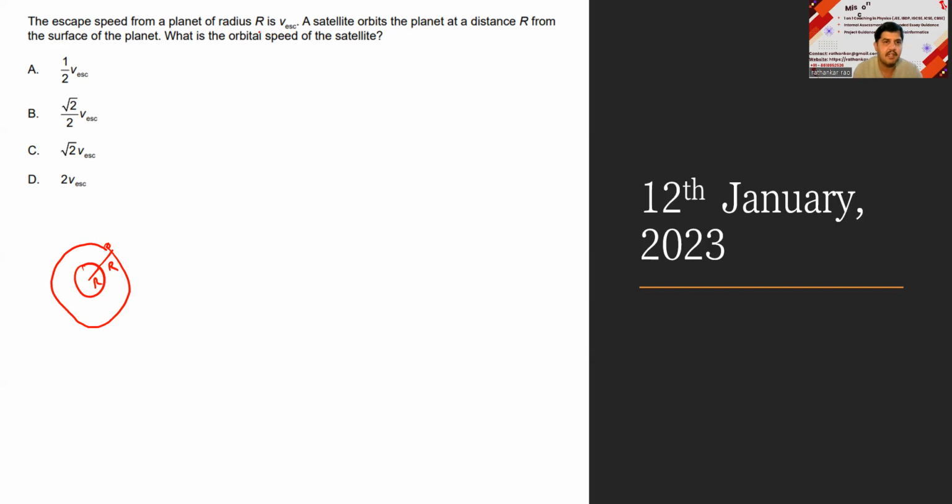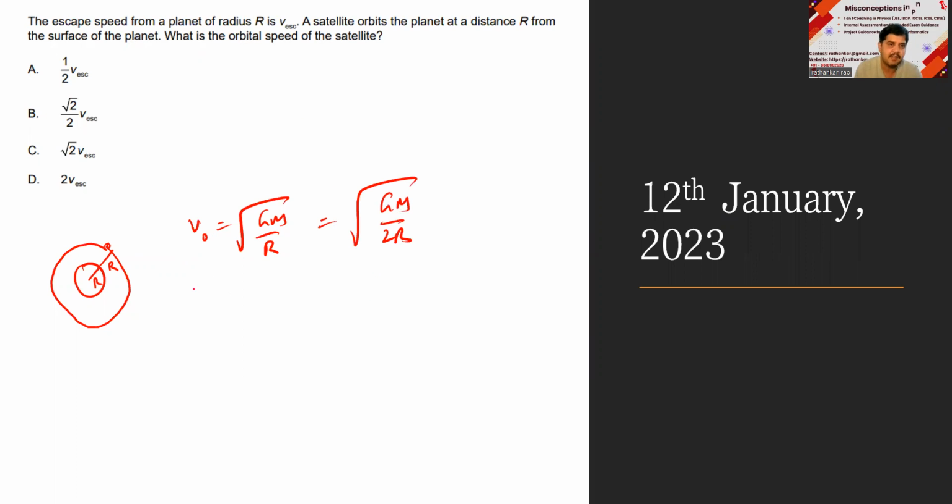What is the orbital speed of the satellite? You should write the orbital speed in terms of the escape velocity. The orbital speed is given by v0 equal to square root of GM by r. When can I use this expression? Only when the satellite is revolving at a distance r from the center. Here, from the center, the distance of the satellite is 2r. So I will write this as square root of GM divided by 2r.